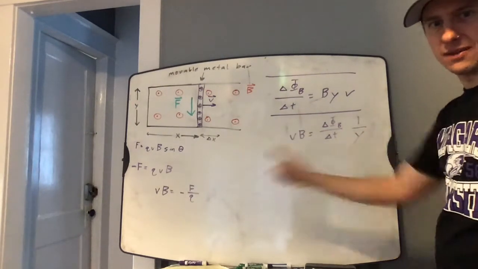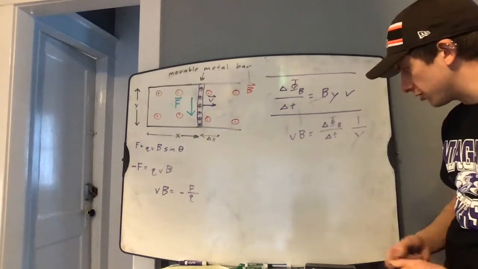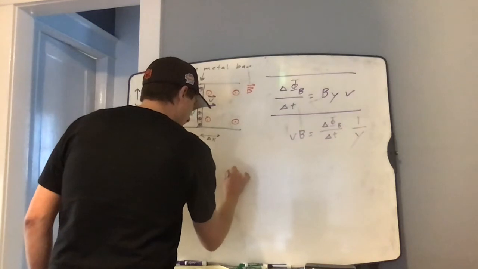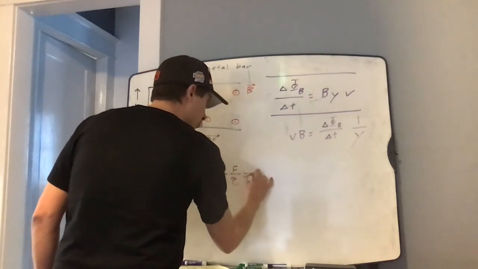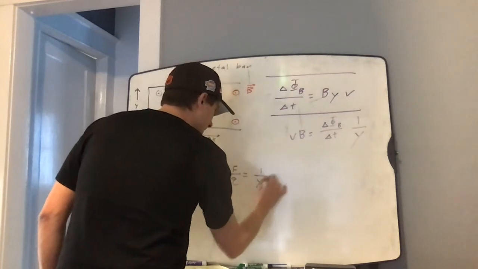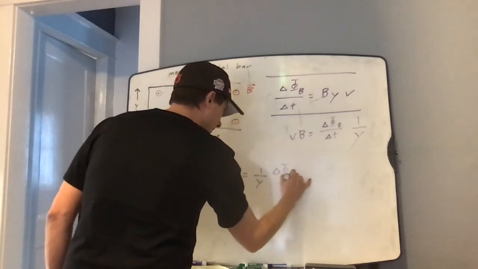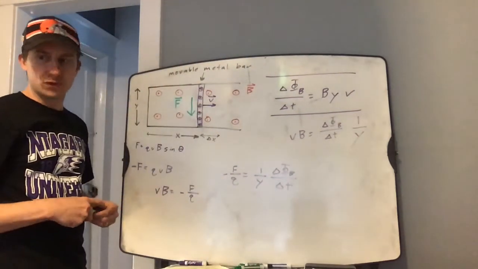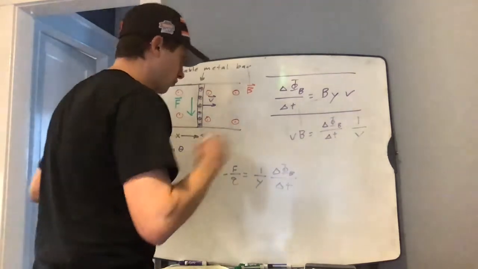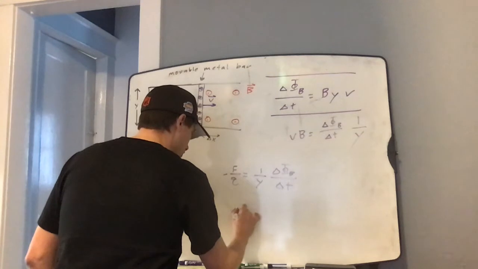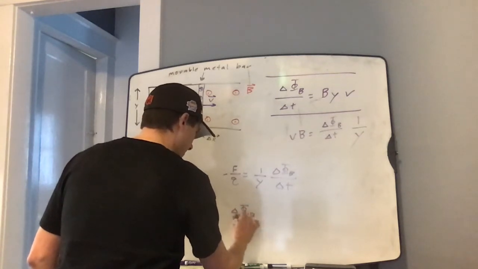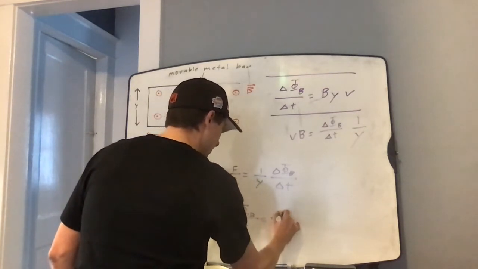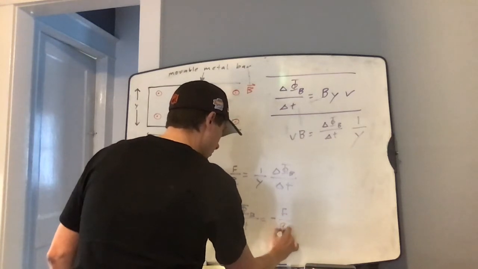Now, if I set the V and B expressions equal to each other, what I would get is negative F over Q equals 1 over y times the change in magnetic flux over change in time. And I'm going to isolate this rate of change of the magnetic flux. So I could write the rate of change of magnetic flux to be negative F over Q times y.